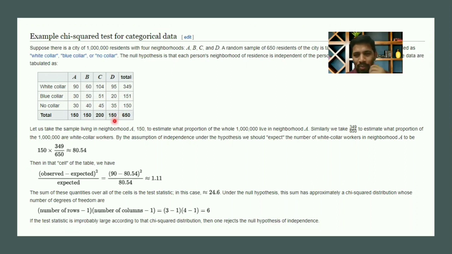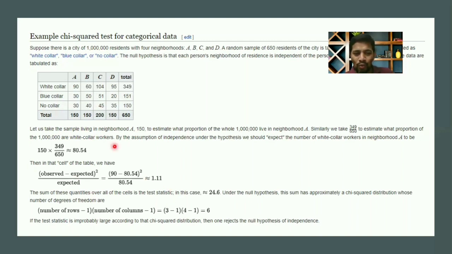To give you some context on what the proportion method is all about, for example, 90, 30, 30 sum up to 150. The same thing, if you do it row-wise, you will have 90, 60, 104, 95, so you will get 349. What we have to do is 150 times 349 divided by the total opportunities, which here is 650. Another formula is observed minus expected, whole squared, divided by expected. So you will get this value as well.